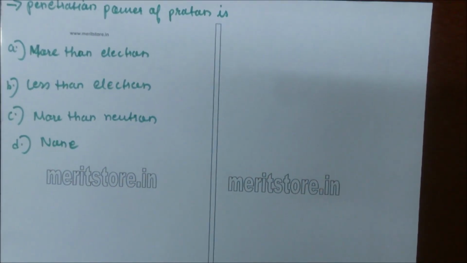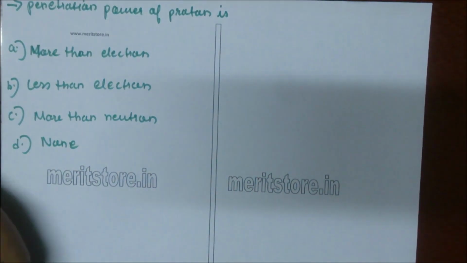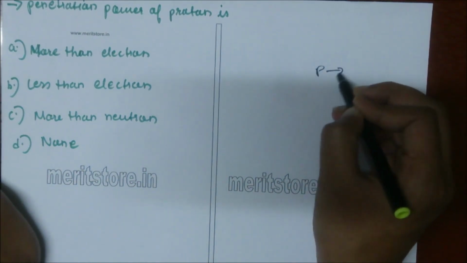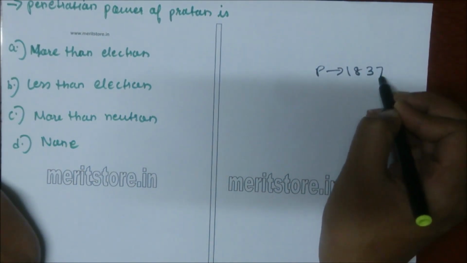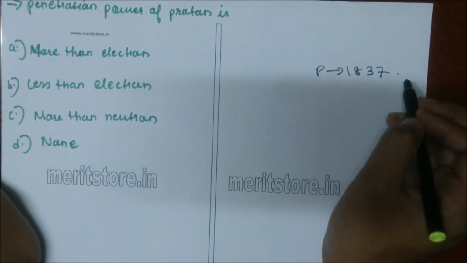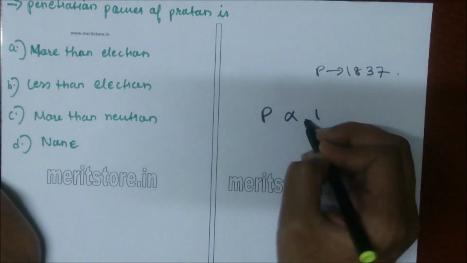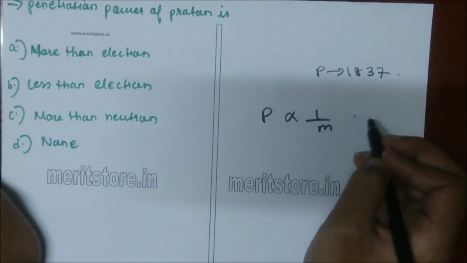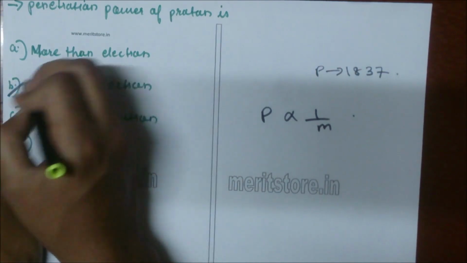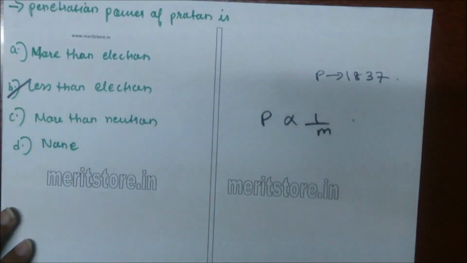Penetration power of proton is A more than electron, B less than electron, C more than neutron, D none. So proton is approximately 1837 times heavier than electron. So penetration power is inversely proportional to mass. So penetration power of proton is less than electron. Option B is the correct answer.